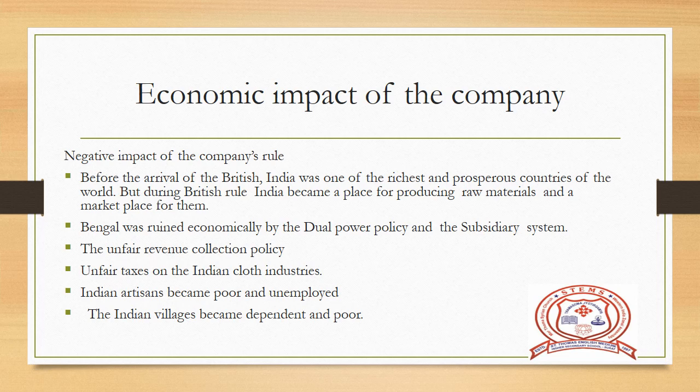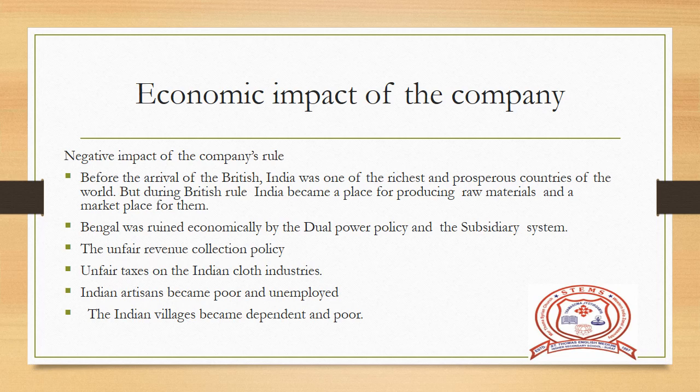The unfair revenue collection policy of the company made the Indian peasant a debtor. The British government imposed unfair taxes on the Indian cloth industries. They adopted various inhuman practices and ruined the prosperous Indian industries. As a result, the Indian industries completely collapsed. The Indian artisans became poor and unemployed.